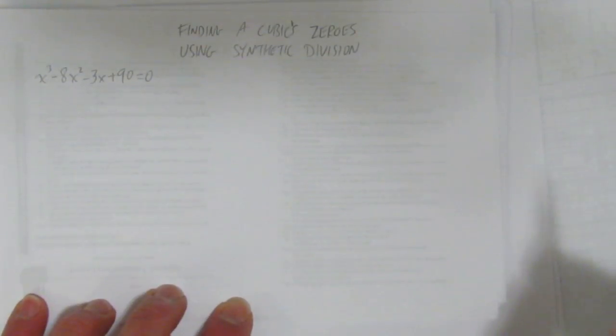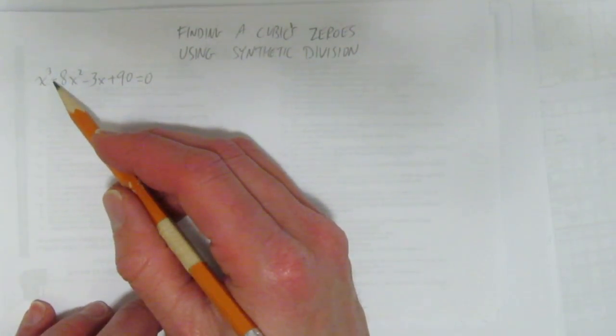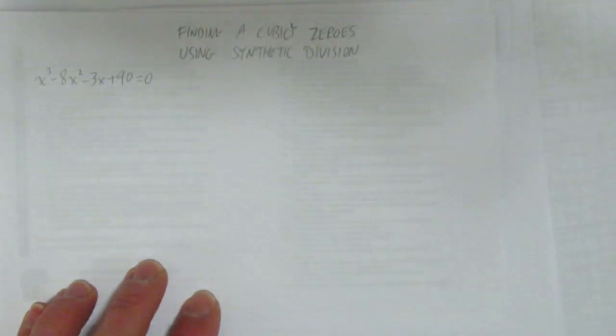In this video, we'll look at how to find a cubic's zeros using synthetic division. Our cubic is x cubed minus 8x squared minus 3x plus 90 equals 0. Solving this will find the zeros.